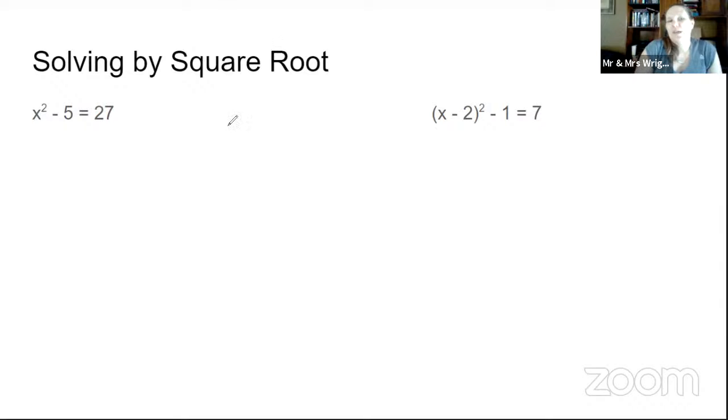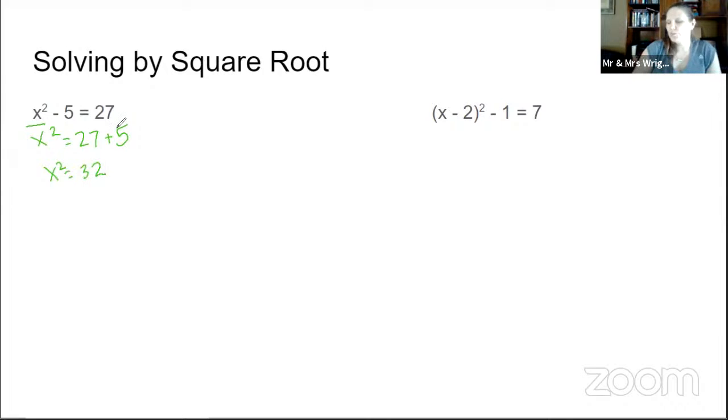So using this method, what you have to do is get whatever is being squared by itself, and then you take the square root. In this case, we have x squared, and we just need to get it by itself. So in order to get it by itself, I'm going to have to move this plus 5 to the other side. So x squared, well, it's a minus 5, but when I move it to the other side, it's going to change signs and become a plus 5. So 27 plus 5, that's going to be x squared is 32.